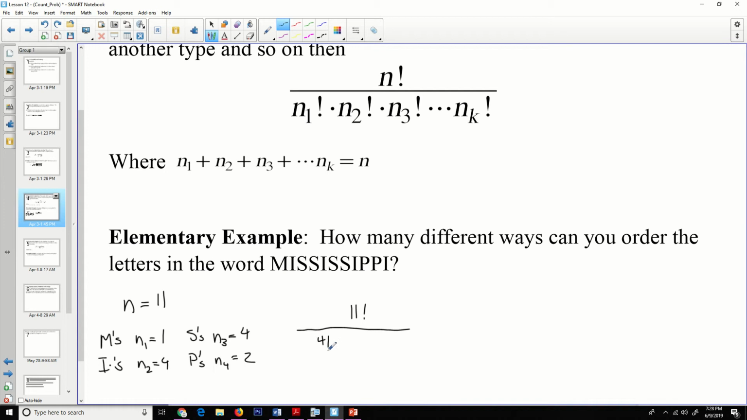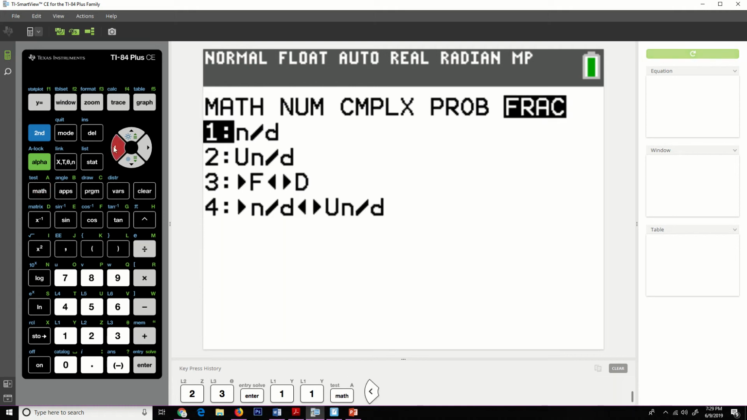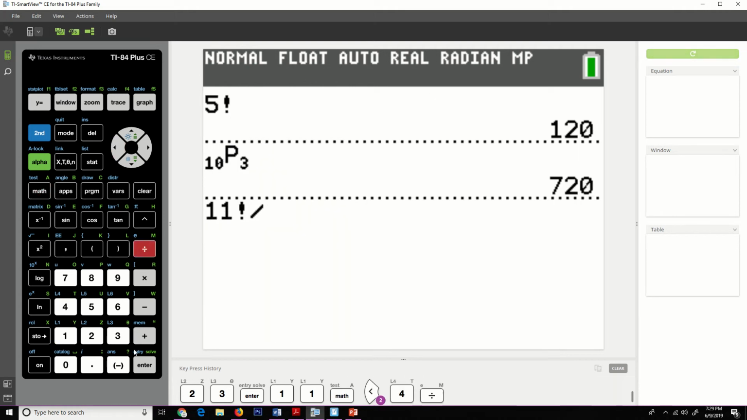So 4 factorial times 4 factorial times 2 factorial, and we're going to make that calculation. All right, so let's go to the graphing calculator. We're going to hit that 11, and then we're going to hit the math. We're going to go over to probability. We're going to hit 4 for that factorial. We're going to hit the divide key.